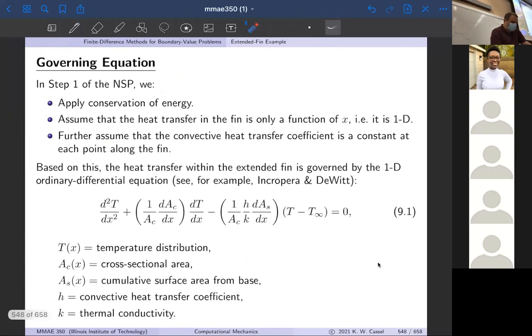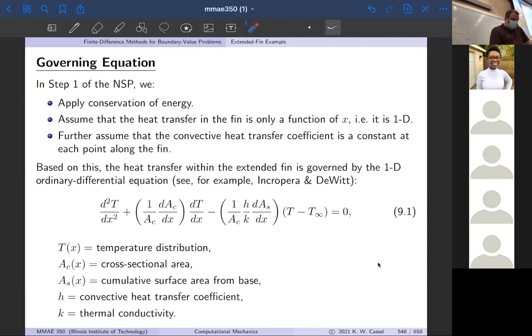So step 1 of the numerical solution procedure is to apply any physical laws and any additional assumptions or approximations that make sense for this problem. So the physical law that governs this is conservation of energy. So we're going to apply that. I'm actually not going to do the derivation. I'm just going to tell you what the assumptions and physical laws are. So conservation of energy, which means obviously if you take a sliver of this fin, whatever energy is coming in has to equal the energy going out. Heat going in has to equal the heat going out someplace.